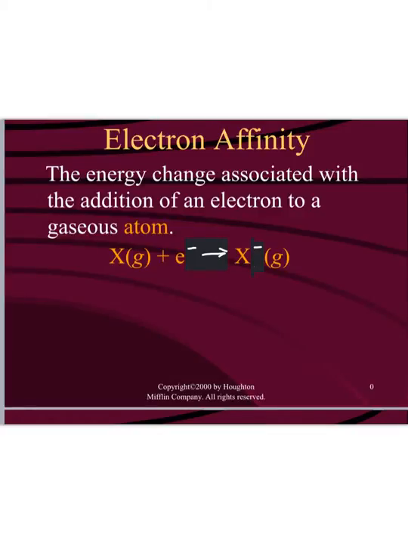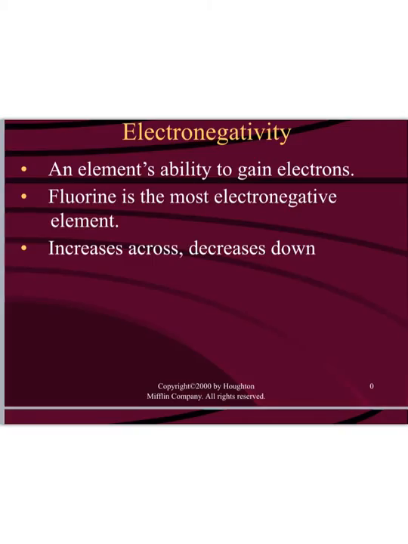All right, electron affinity. So electron affinity, the energy associated with the addition of an electron. So it's very similar to electronegativity. Okay, so the amount of energy to gain an electron. All right, so then let's talk about electronegativity. Once again, you should know the definition. Okay, an element's ability to gain electrons, or what we like to say, to attract electrons to itself. You should remember that fluorine is the most electronegative element.